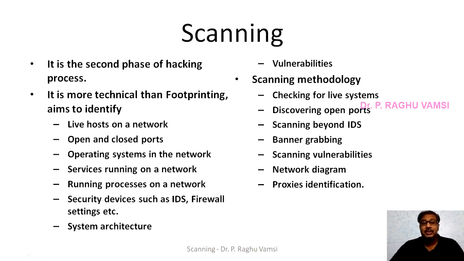Next, what are the running processes on the network? What different processes are running, like peer-to-peer processes, distributed processes, or any other process? And one more thing to understand: to get the information about the previous things like live hosts and open and closed ports, first of all we should know what security devices, such as intrusion detection systems, firewalls, and firewall settings, have been used by the target system or target network. Otherwise, we will not get information such as which ports are open and closed.